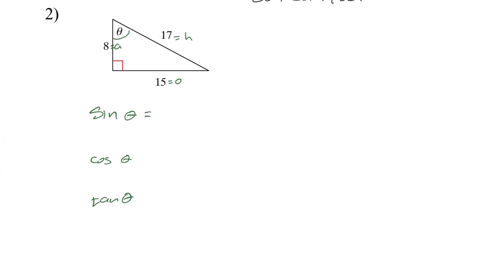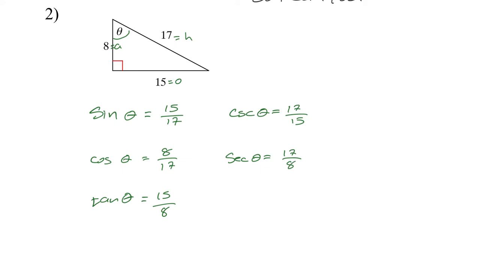So sine is opposite over hypotenuse. In this case, I cannot simplify. Cosine is adjacent over hypotenuse, and then tangent is opposite over adjacent. Then cosecant, again, is the reciprocal of sine, hypotenuse over opposite. Secant is 17 over 8, and then cotangent of theta equals 8 over 15.